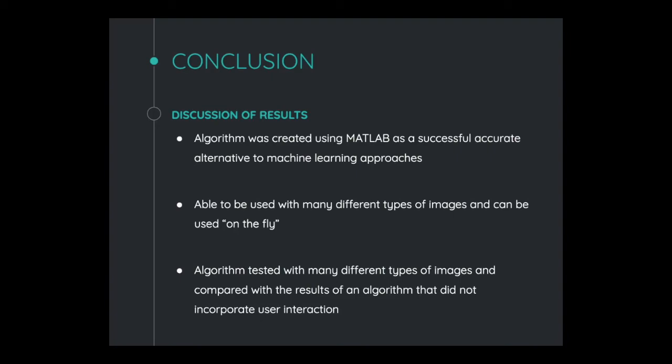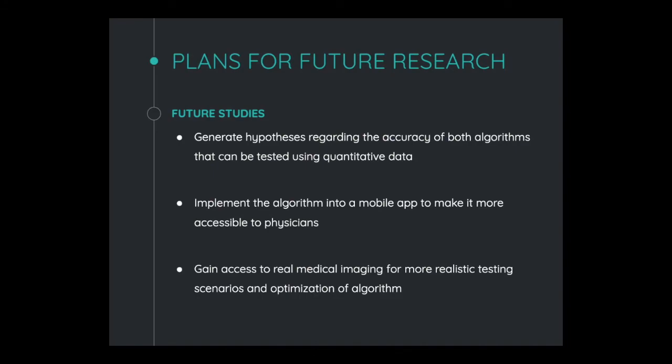Ultimately, an algorithm was created using MATLAB as a successful, accurate alternative to machine learning approaches. The algorithm is able to be used with many different types of images and can be used on the fly, which are settings in which a segmentation is required at that moment. In these on-the-fly scenarios, machine learning approaches are not ideal because of the resources and time they require. The algorithm was tested with many different types of images and compared with the results of an algorithm that did not incorporate user interaction. This comparison showed that the presence of user input in the process resulted in a better, more accurate segmentation.